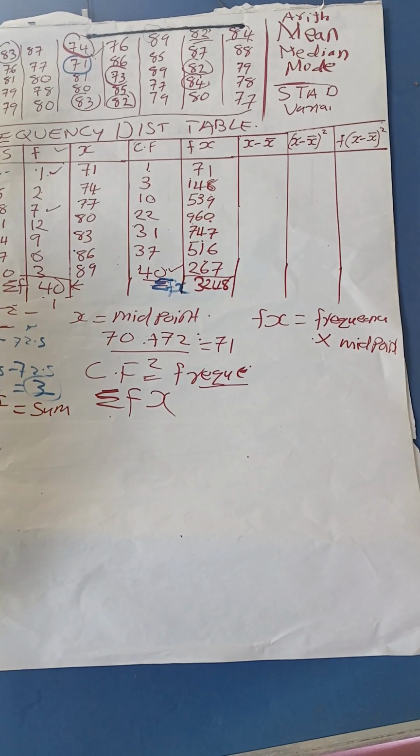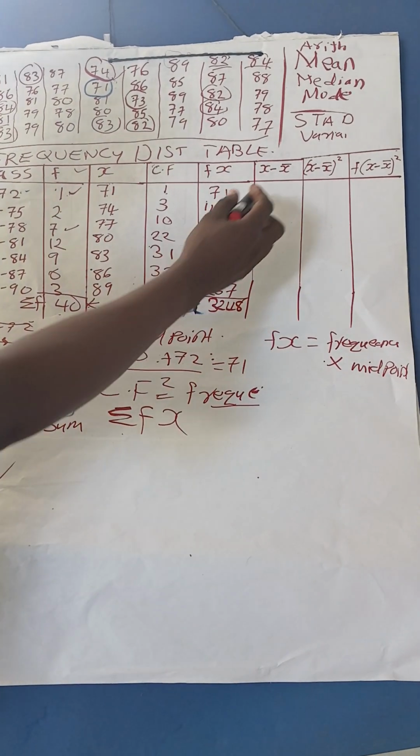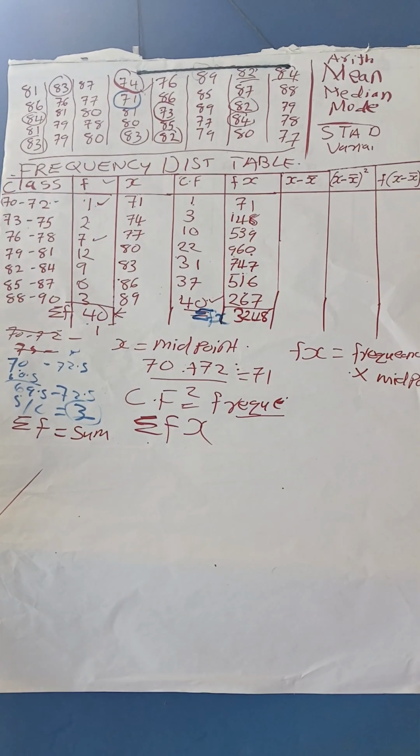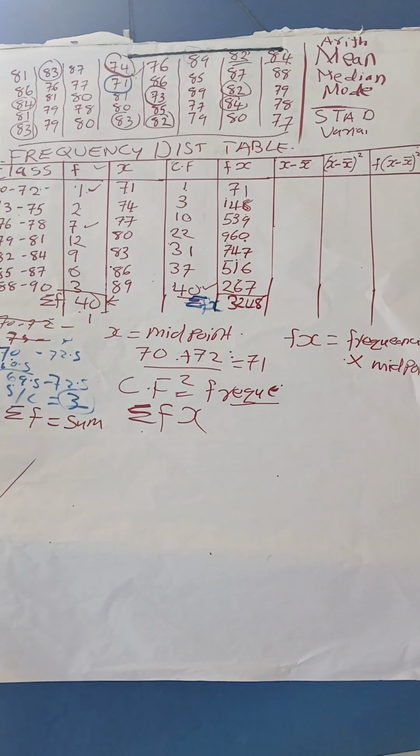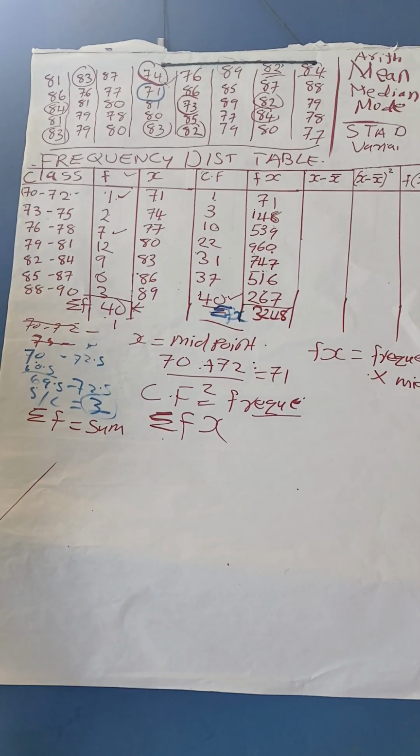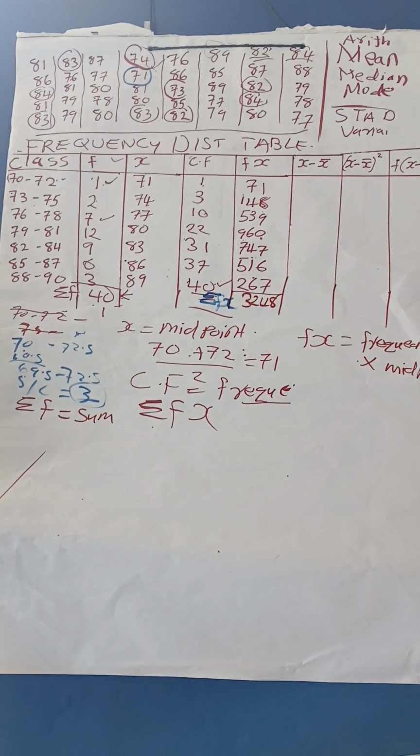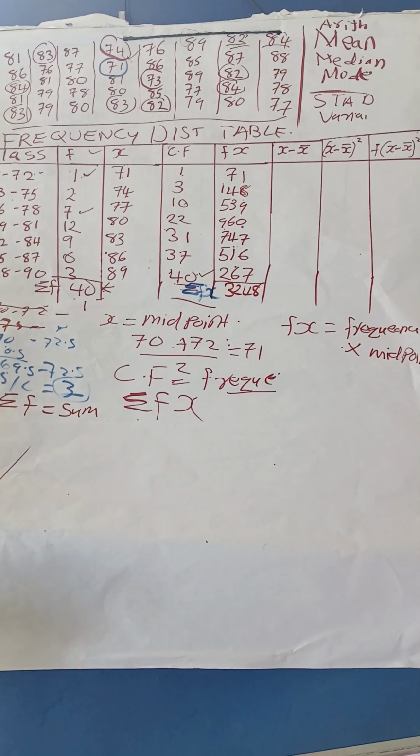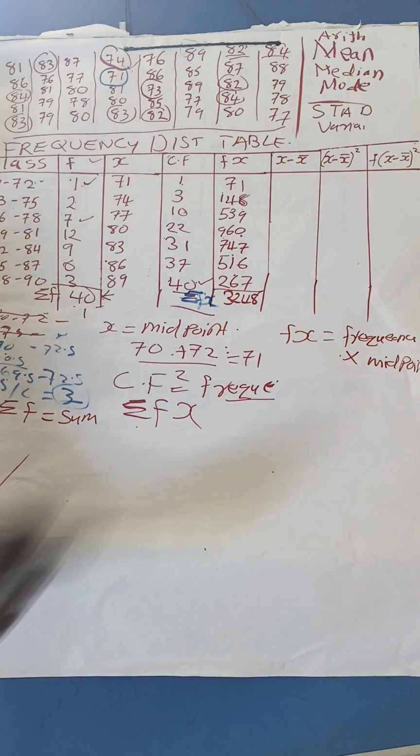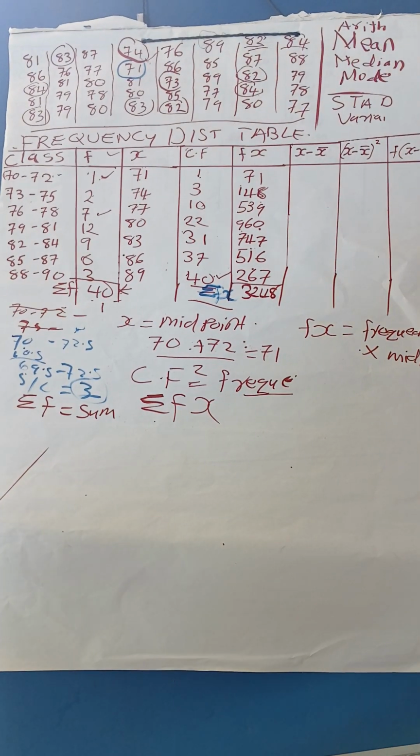Good. Now we want to fill the column of x minus mean. How do you get that? First we have to get the mean, so that we can fill the next column on the right.